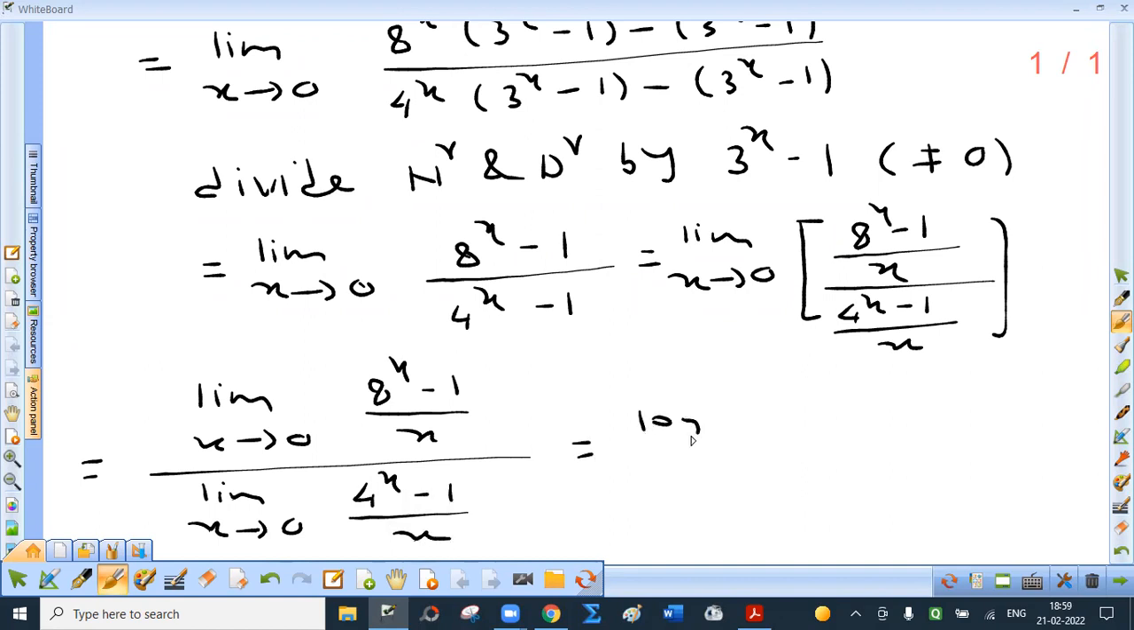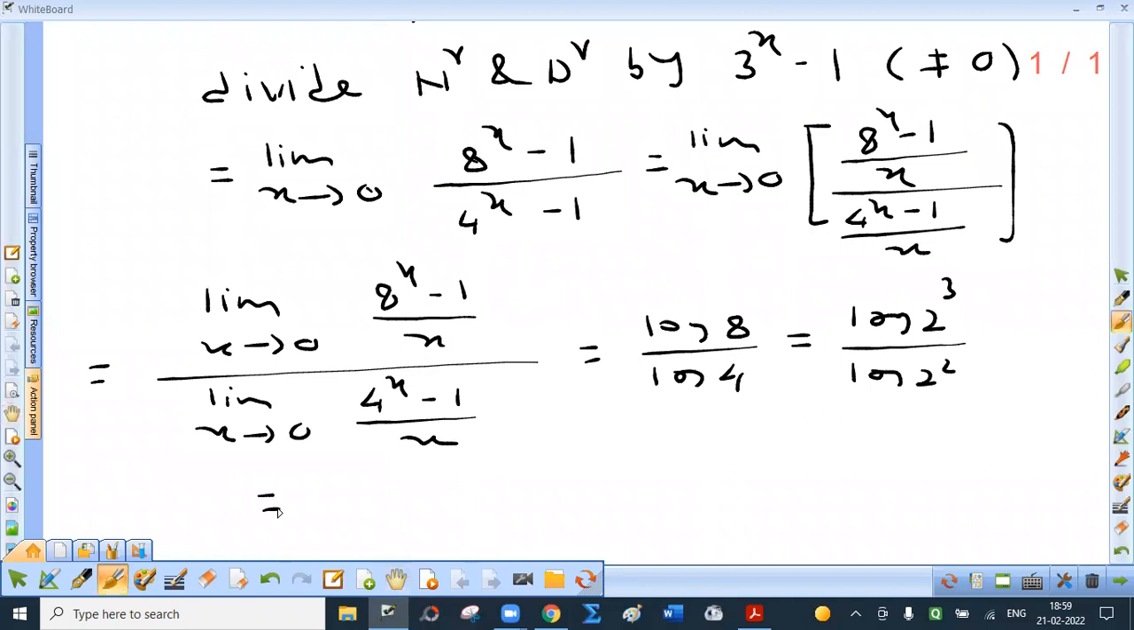So this is log 8 upon log 4. This can be simplified further. I hope you won't say this is 2, because what is log 8? It is log of 2 cube, and what is log 4? Log of 2 square. So this is 3 log 2 upon 2 log 2. Now cancel log 2 to get 3 upon 2. So what must be the value of k? 3 by 2.